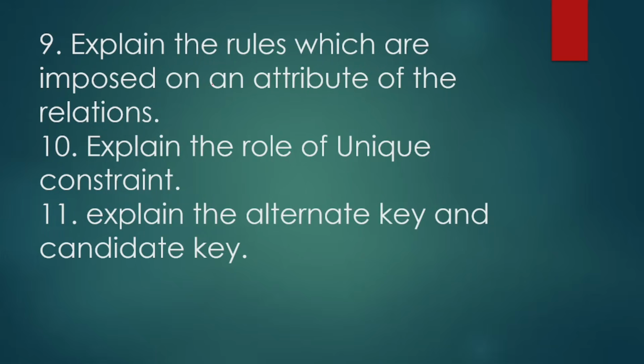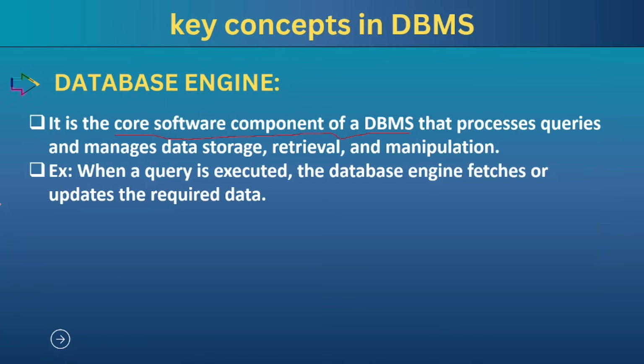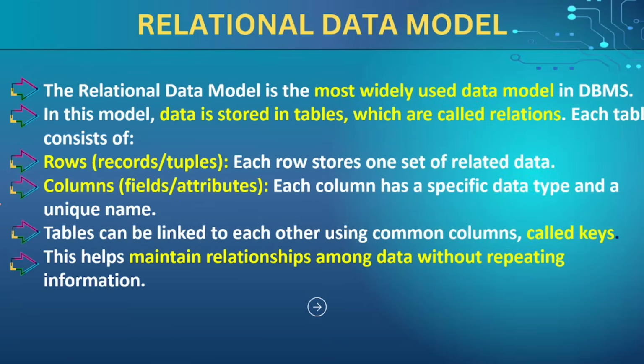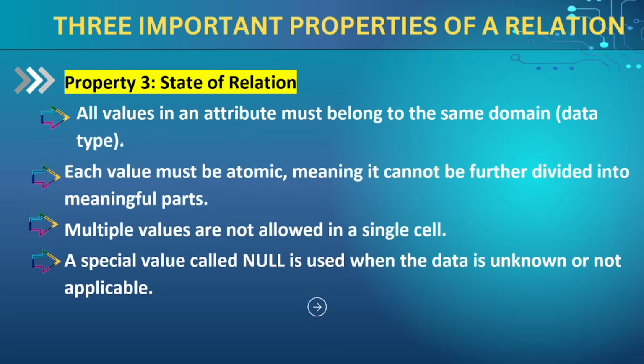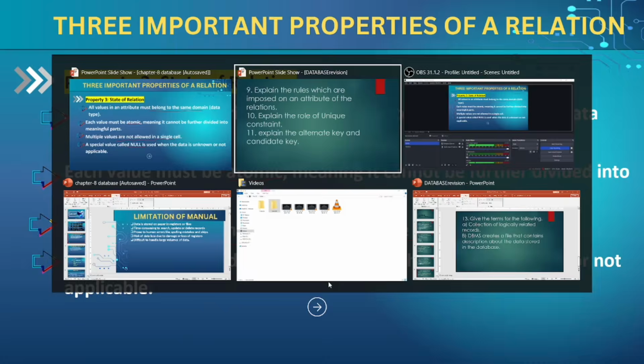Next one, explain the rules which are imposed on attributes of the relation. There are three rules we discussed: one for attribute, another for tuple, and the third for relation. Here the relation rules are these, and all the points are very important. All values in an attribute must belong to the same domain, which means data type. Each value must be atomic, meaning it cannot be further divided into meaningful parts, and multiple values are not allowed in a single cell. A special value called null is used when the data is unknown or not applicable. These are the four important points you have to mention for the state of a relation.